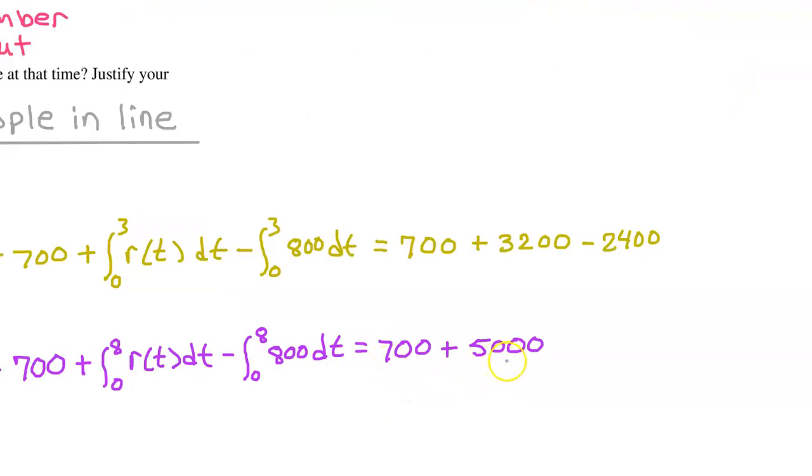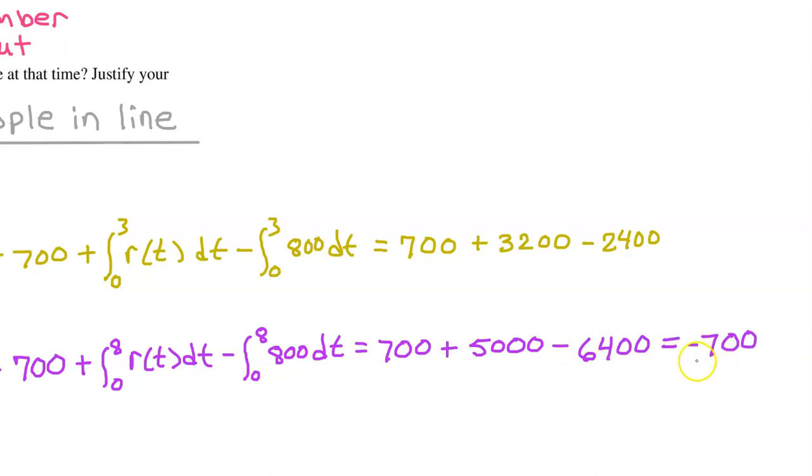So 5,000 people entered the line from 0 to 8 hours, but now we must subtract the number of people who left the line. Again, when you take the integral of a constant, the shortcut is to multiply the constant by the width of the interval. So 800 times 8 is 6,400.